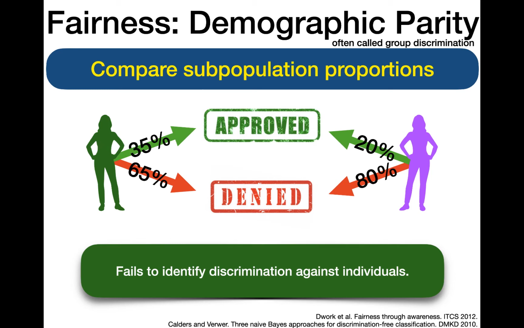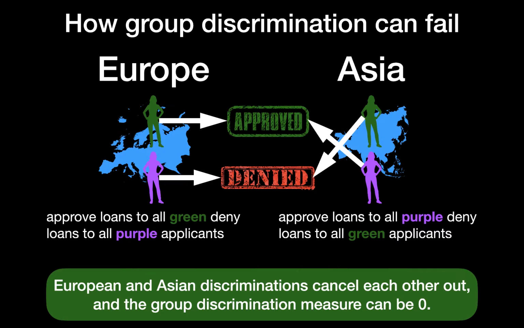Let me demonstrate that with an example. Suppose our loan program gives loans to all the green people in Europe, but to none of the purple people there. In Asia, it does the opposite. All the green people get denied, but all the purple people get approved. If the number of purple and green people on the two continents is the same, demographic parity says this system has a bias of 0, even though it is clearly discriminating against race based on location.